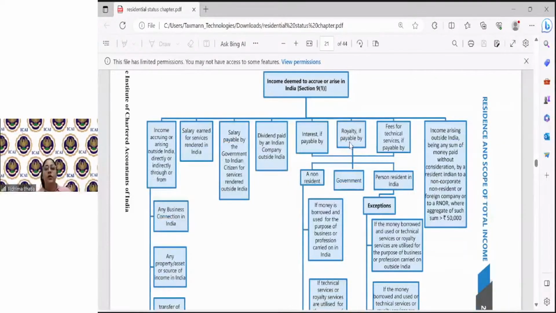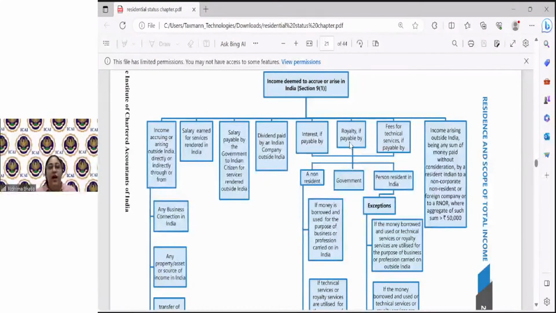So, students, we were discussing income deemed to accrue or arise in India. See, income deemed to accrue or arise in India is taxable in the hands of every assessee. Every assessee, I mean, irrespective of the residential status, income deemed to accrue or arise in India would always be taxable, be it resident, be it non-resident.